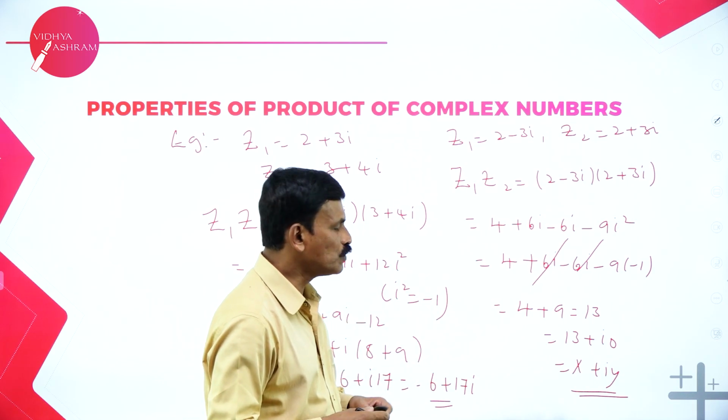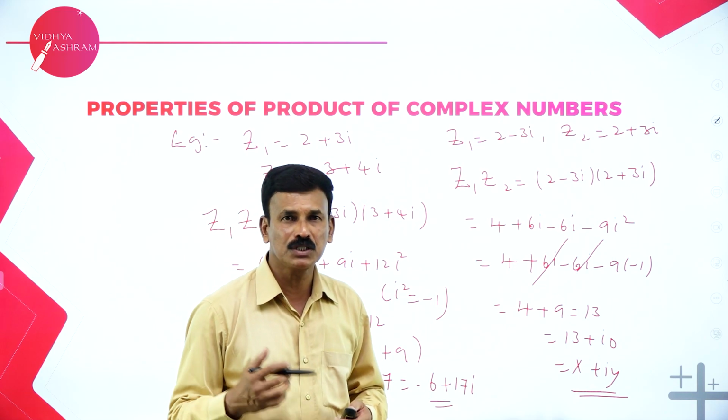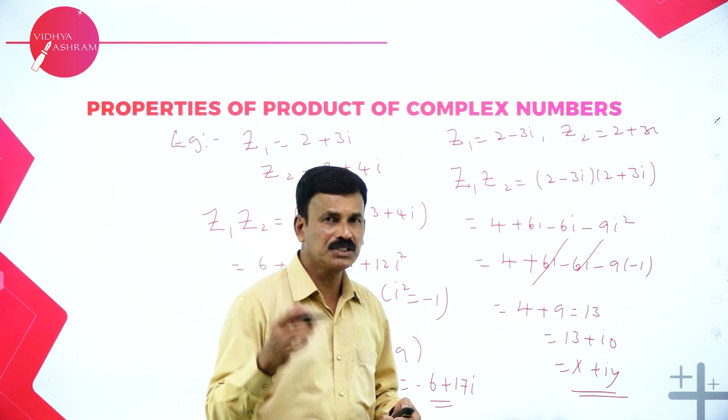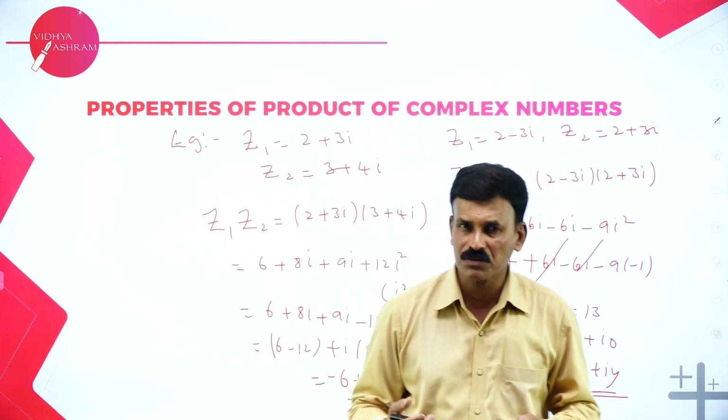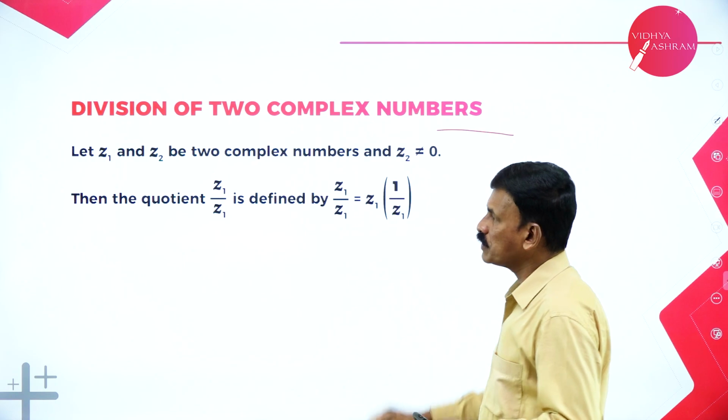So you will get a purely complex number. This is how we are going to multiply any two complex numbers. Now addition, subtraction, multiplication. The next one is the division of a complex number. So the division of two complex numbers.